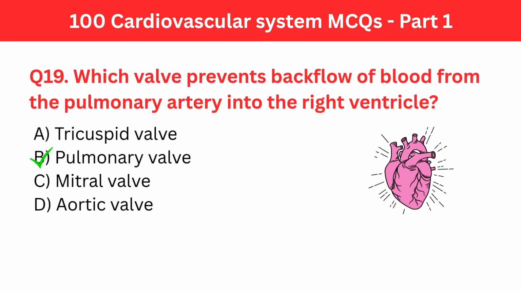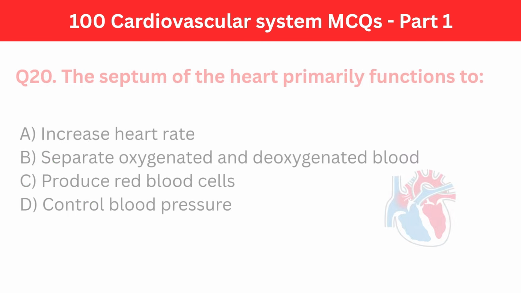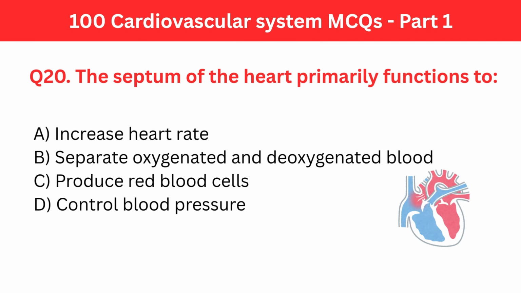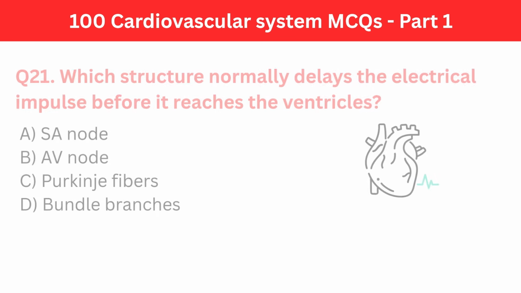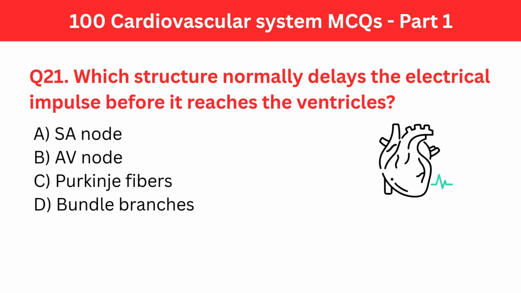The right option is B. Pulmonary valve. Question number 20. The septum of the heart primarily functions to... The right option is B. Separate oxygenated and deoxygenated blood.